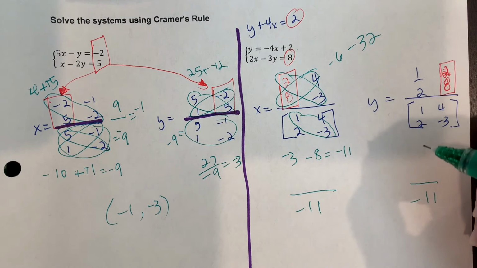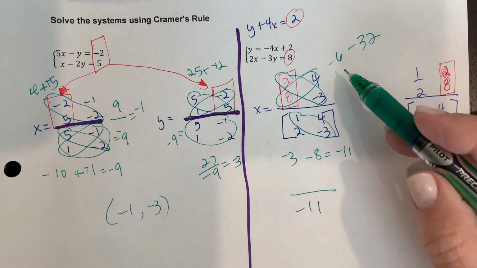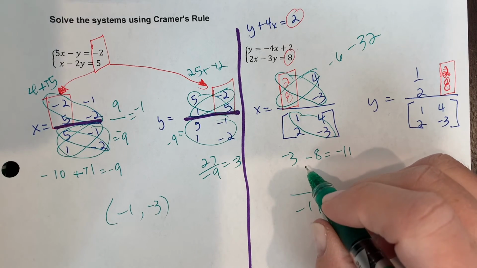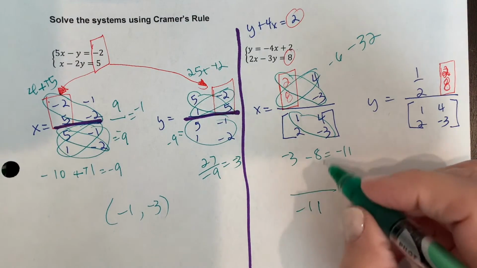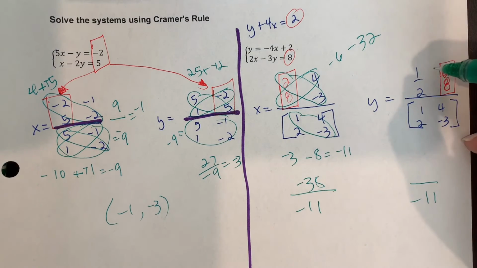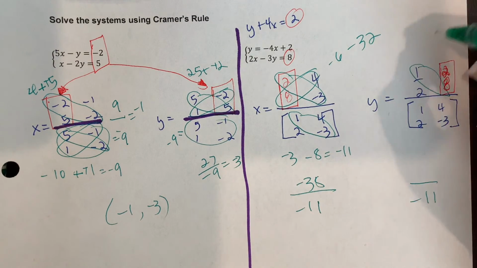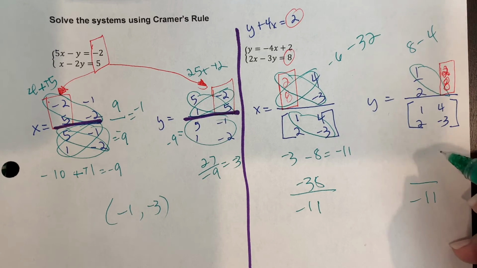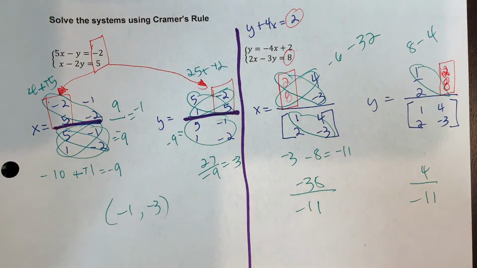Okay, so that's, ooh, that's unfortunate. That's -38. Well, that is really, really ugly. I was hoping it was something that 11 would go into. Well, let's see what this one works out to be. So 8 minus 4 is 4. Well, those are both really ugly numbers.